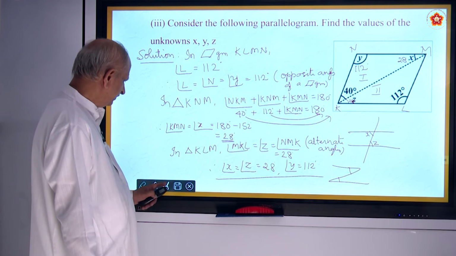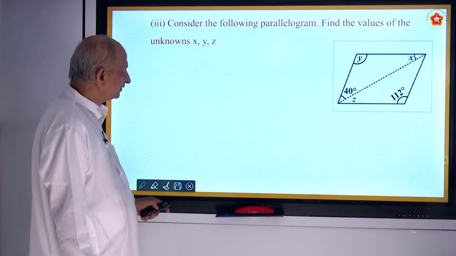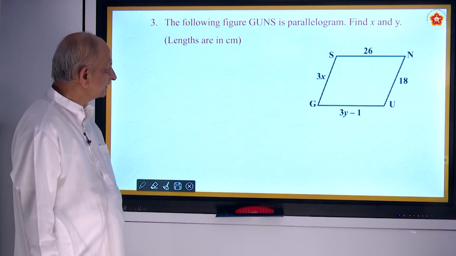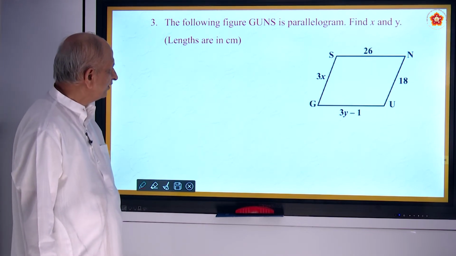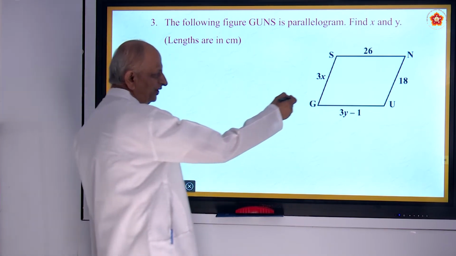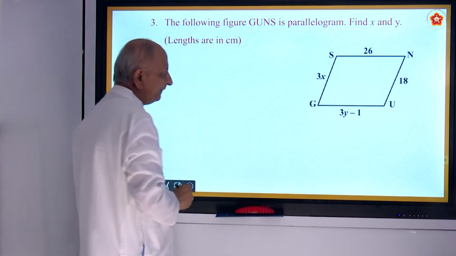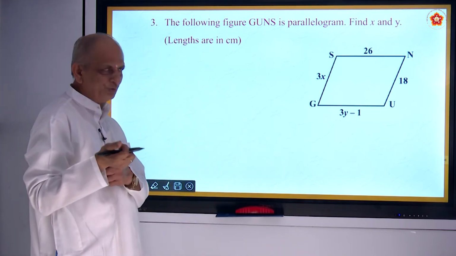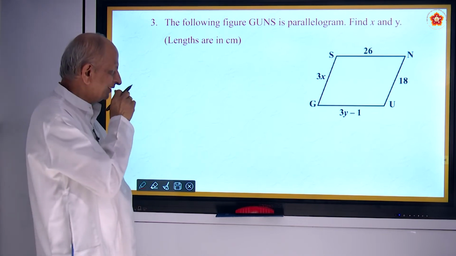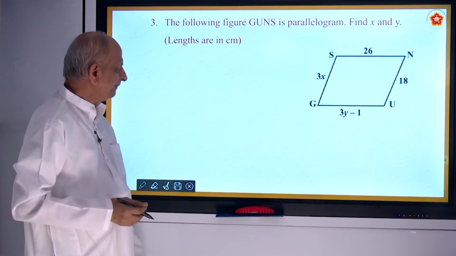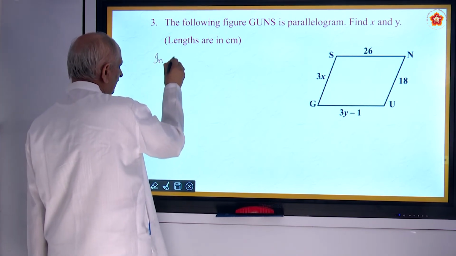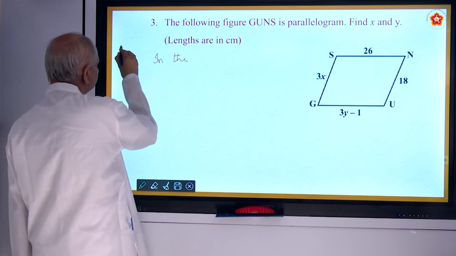Okay, noted. So, we will come to today's topic. One more is there. GUNS is a parallelogram. Find x and y. GUNS, G-U-N-S, that is the name of a parallelogram. Do not think that it is a gun and you are shooting it. Not for shooting here, just a name is given, do not worry. Now, what is the property you can use here? So, in the parallelogram, we will write the solution.